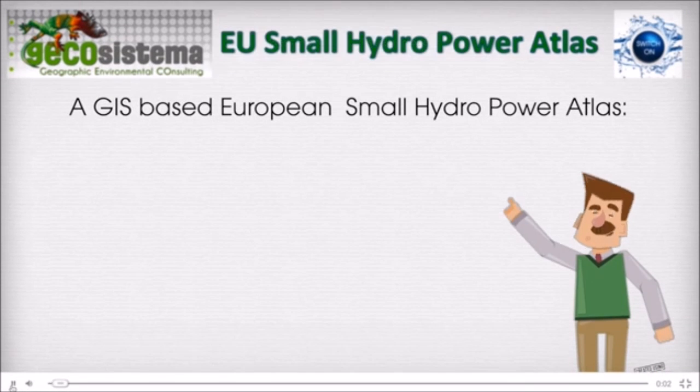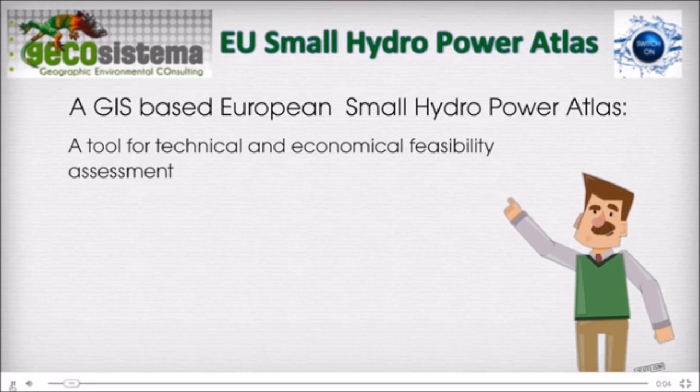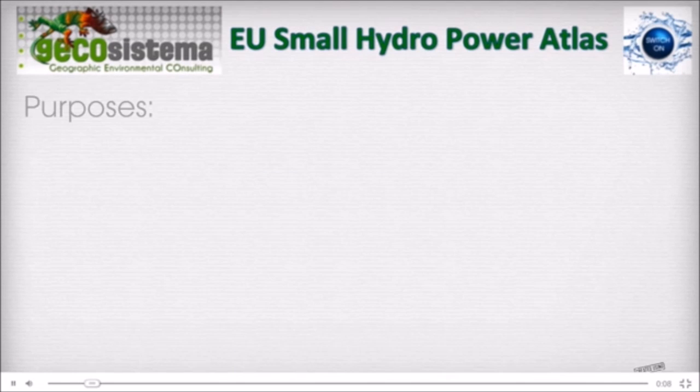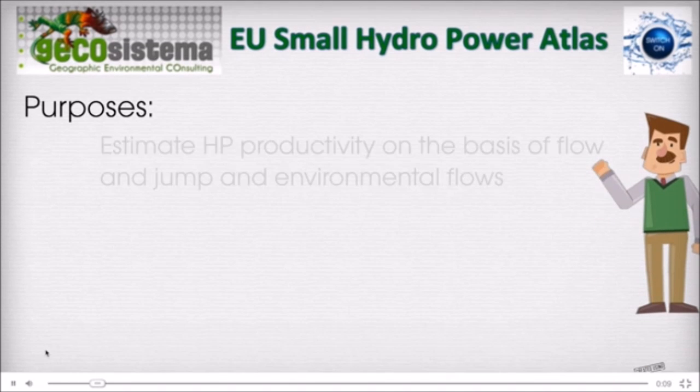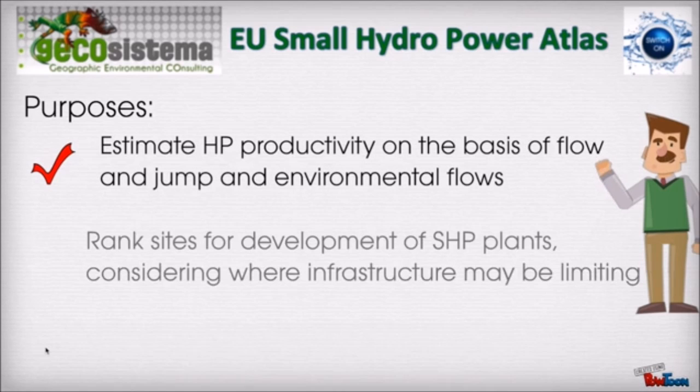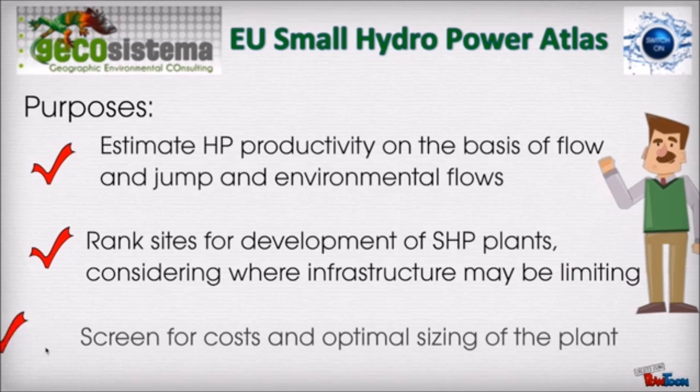Introducing a GIS-based European Small Hydropower Atlas, a tool for technical and economical feasibility assessment of small hydropower plants. With this tool, the user can estimate hydropower productivity on the basis of flow, jump and environmental flow. Rank sites for the development of small hydropower plants, considering where infrastructure may be a limiting factor. Screen for costs and optimal sizing of the plant.